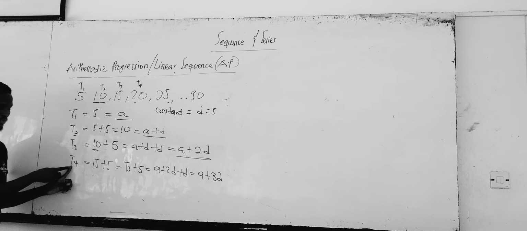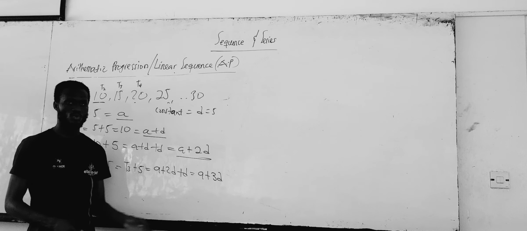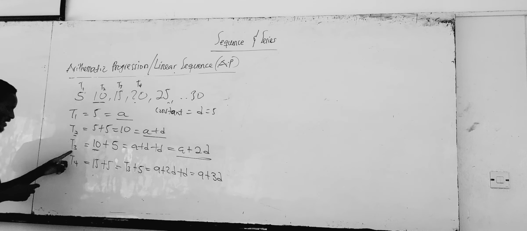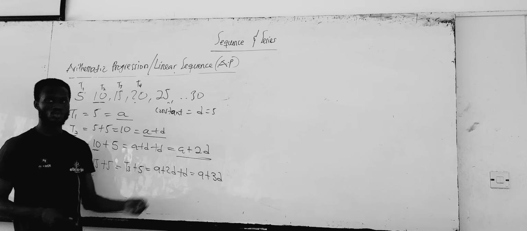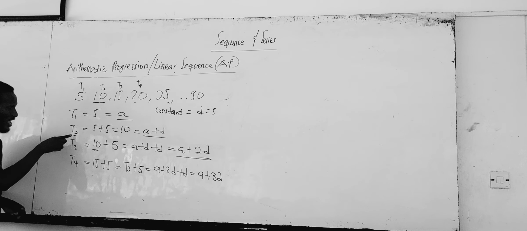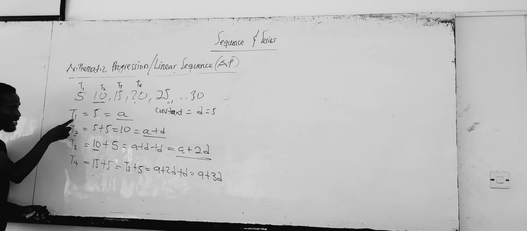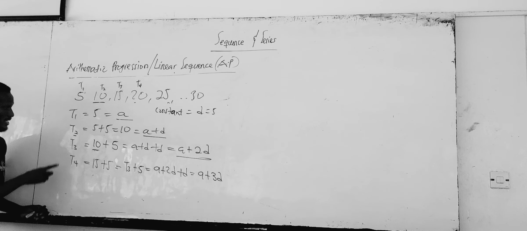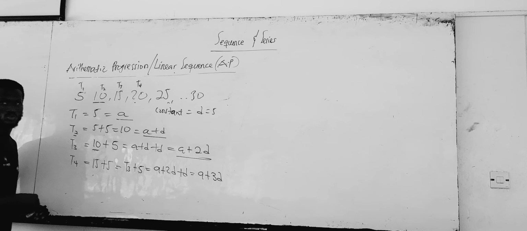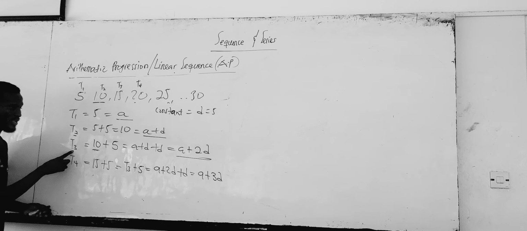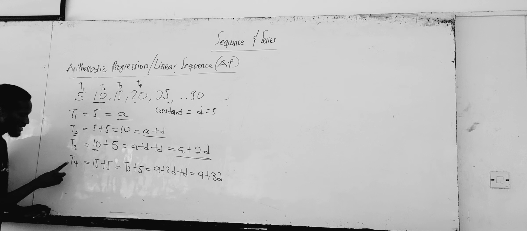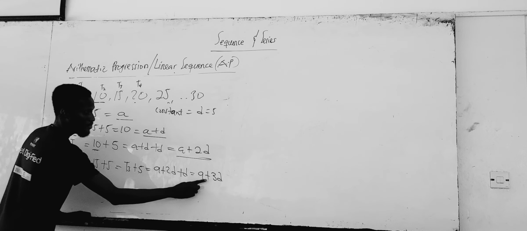Now this one is T4. We are getting A plus what? 3D. This one is T3. We are getting A plus 2D. Which means that we have A. This one is T1. We are getting A. This one is T2. We are getting A plus D. This one is T3. We are getting A plus 2D. This one is T4. We are getting A plus 3D.